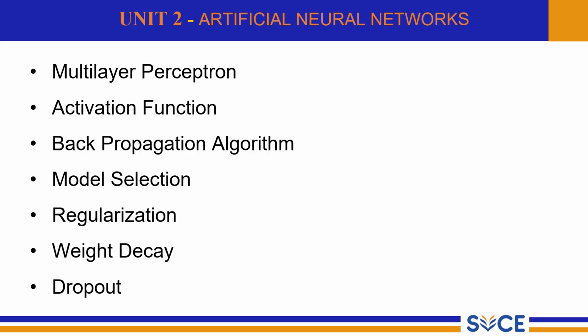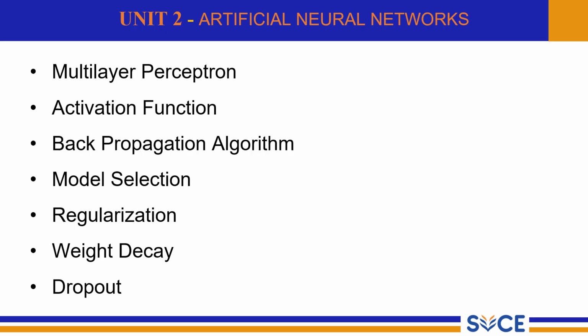Next, we have the activation function. This is the mathematical gate that decides whether a neuron should fire. Common functions like ReLU, sigmoid and tanh introduce non-linearity, allowing networks to learn intricate relationships beyond simple linear mapping.